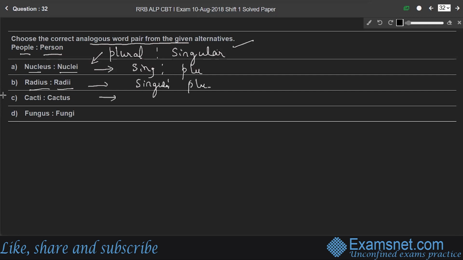Cacti, cactus. Cacti is the plural form of cactus, therefore it follows the same pattern. Cacti is plural, cactus is singular. Therefore, option C is the right answer. Whereas fungus is singular, fungi is plural, so it doesn't follow the same pattern. Therefore, option C is the right answer.